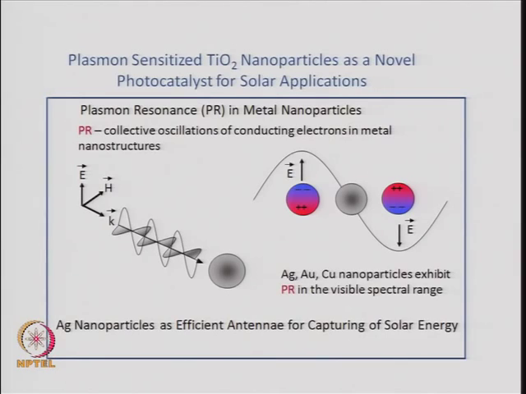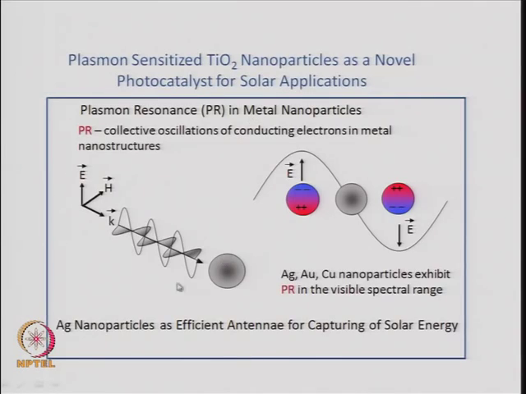And you can also sensitize or increase the efficiency of titanium dioxide nanoparticles by using metal particles through their plasmon resonance. Now, we all know when you have metal nanoparticles, the conduction electrons of the metal nanoparticles can have collective oscillations.